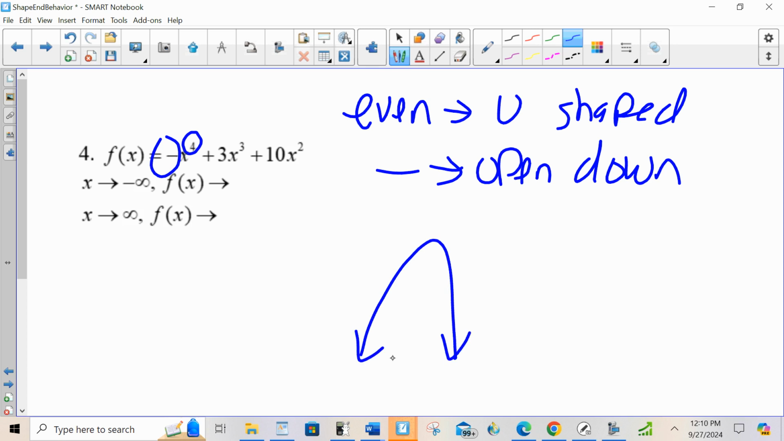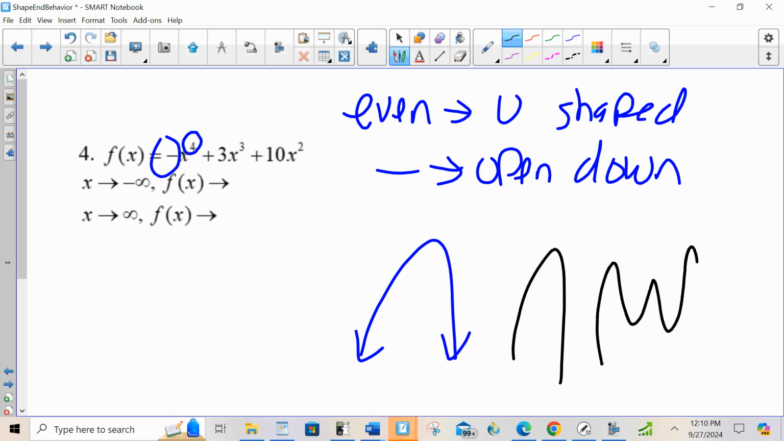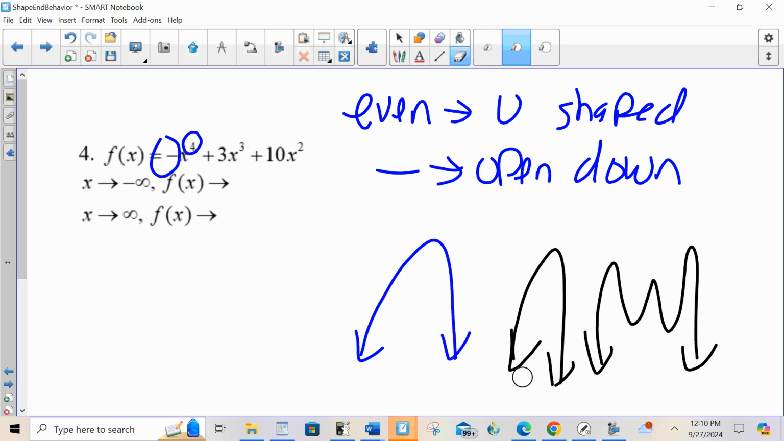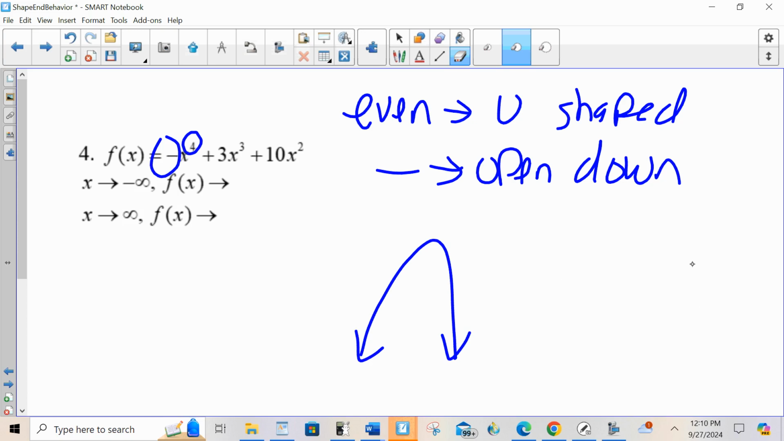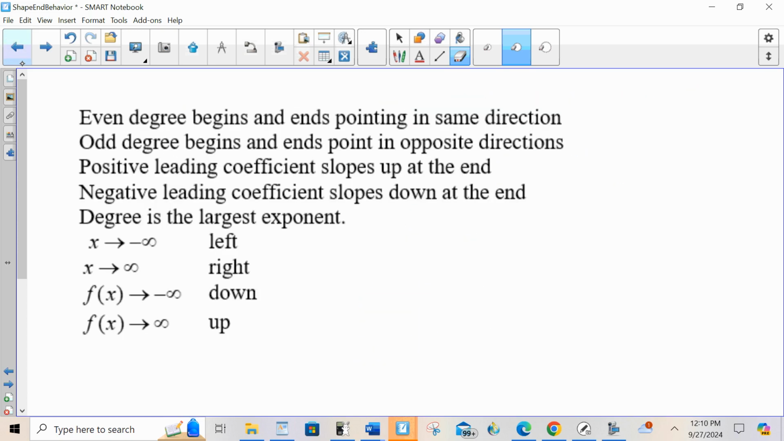So that's the first piece of this, is drawing the picture, knowing what it's going to look like. Now understand, different things can happen in the middle, like it might be like that, it might be like this. All that we know, though, is at the ends, it's going to open down in both directions. Now, writing the end behavior. This is easy if you know how to do it. And it's kind of right here.